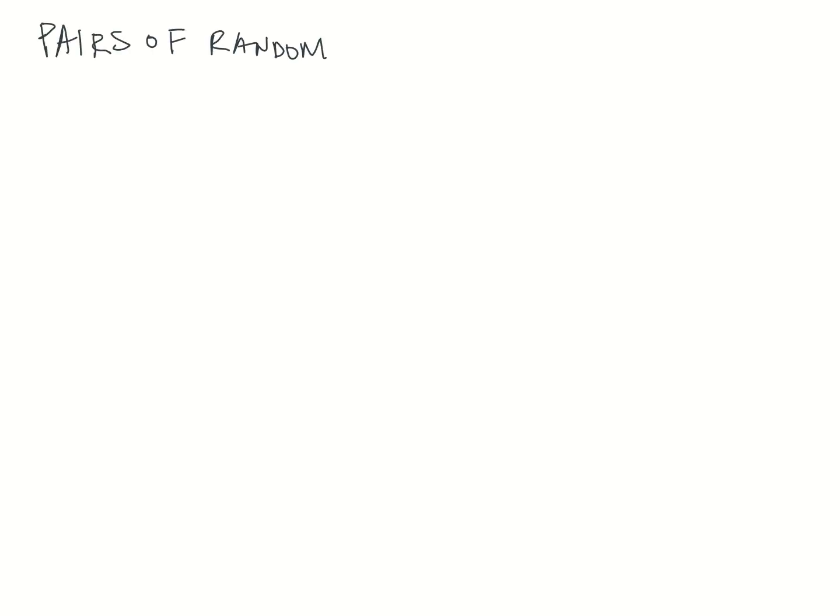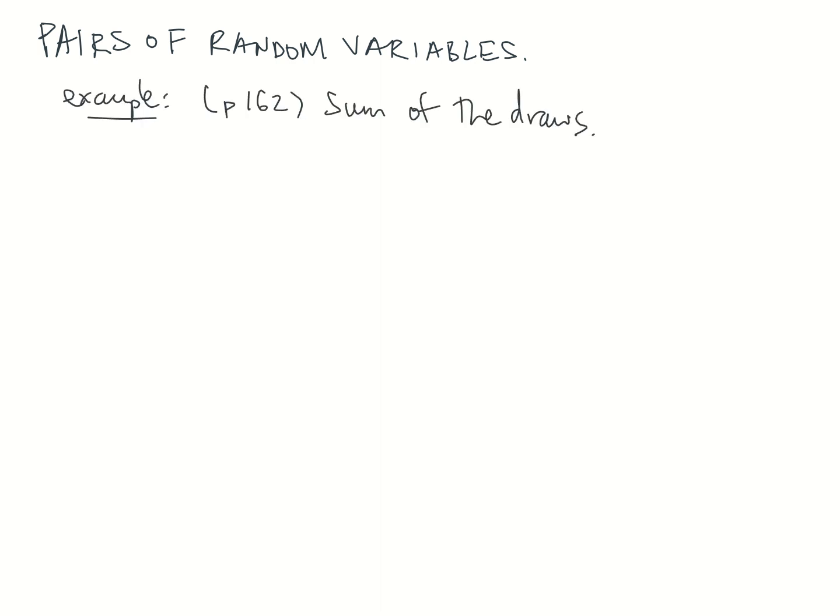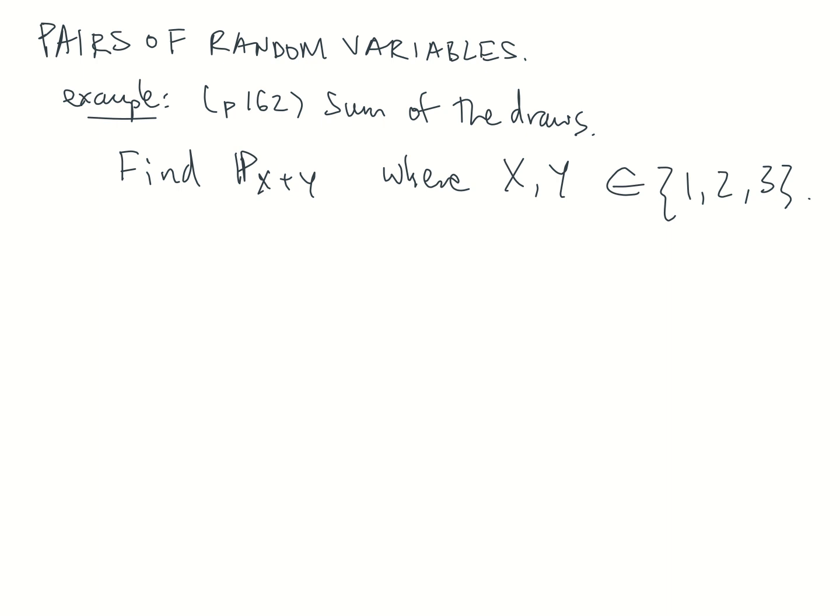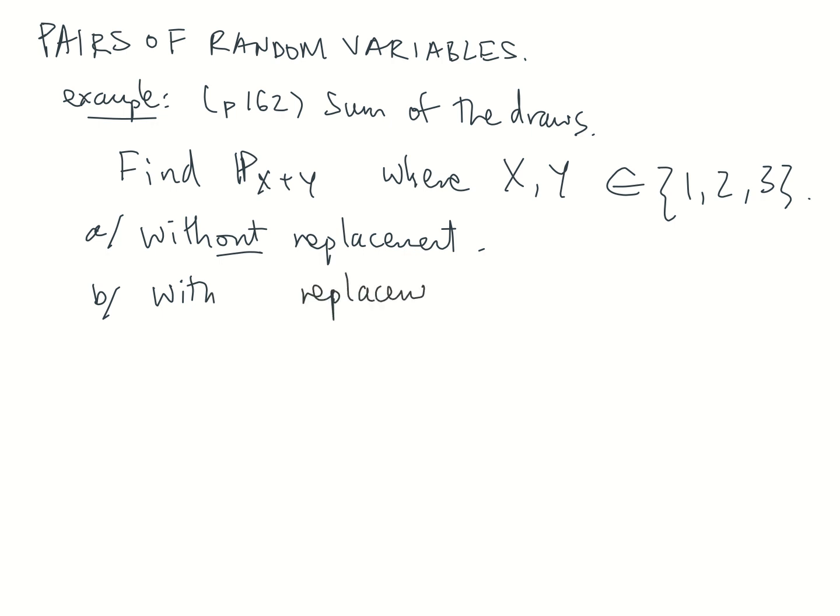Working with pairs of random variables. Let's look at this example from the book, page 162, Sum of the Draws. Calculate the distribution of X plus Y for two random draws X and Y from a box containing the set 1, 2, 3. In the first case, A without replacement and B with replacement.